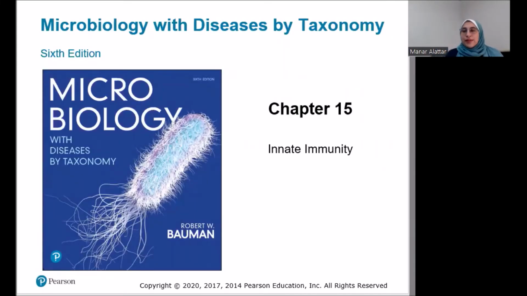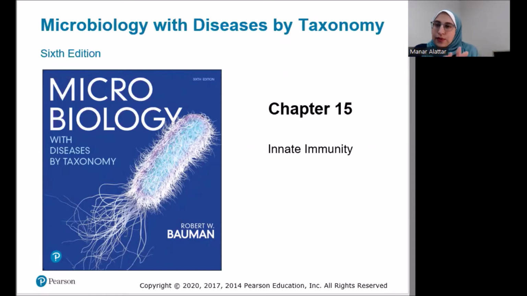Welcome, folks, to Chapter 15, Innate Immunity. Previously, we had talked about various ways for microbial control in the environment, in our food, and so forth. But when microbial agents are presented to our body, it has multiple lines of defense to protect us from those microbial agents. And in fact, usually it does a really good job of protecting us, right?